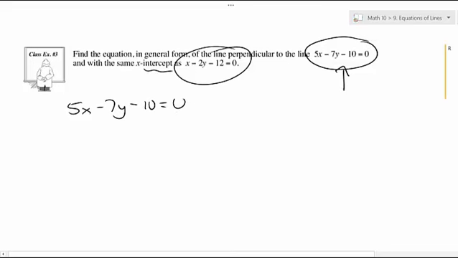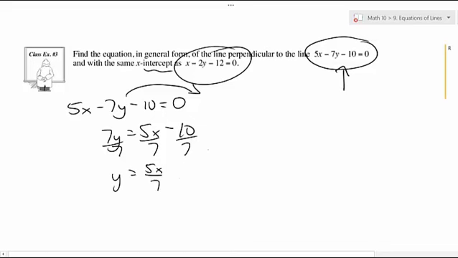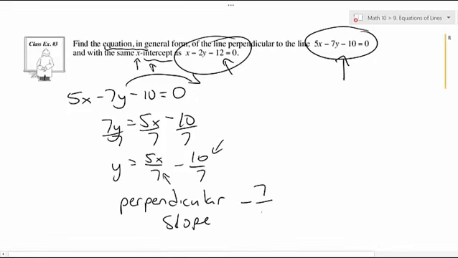So the first thing we're going to do is put our y onto this side. So it's going to be 7y equals 5x minus 10. We're going to divide everything by 7 so that we can isolate that y. Now that means that y equals 5x over 7 minus 10 over 7. We're not really interested in this, but we are interested in this. So the perpendicular slope is going to be the negative reciprocal of that. And so that's going to be negative 7 over 5.